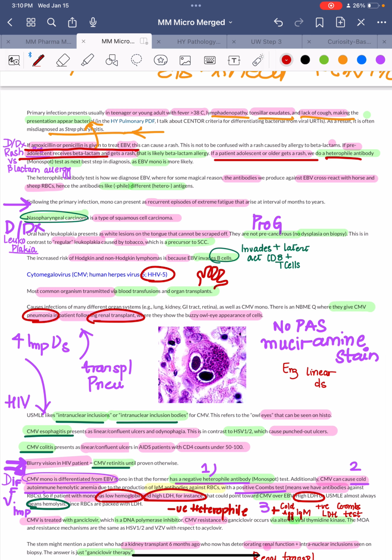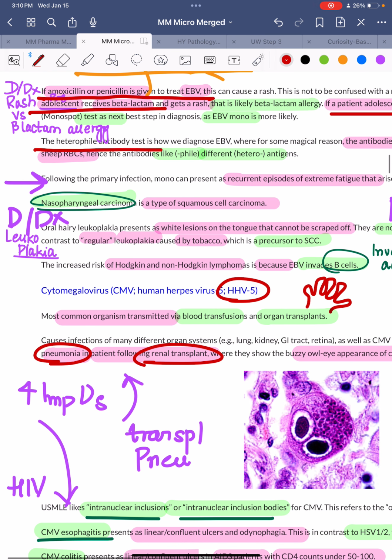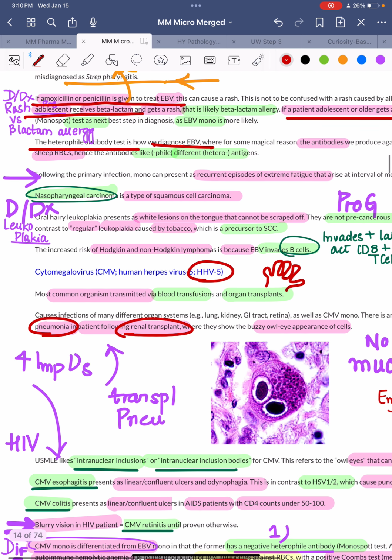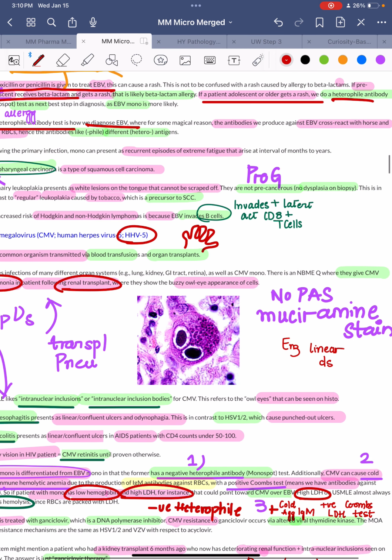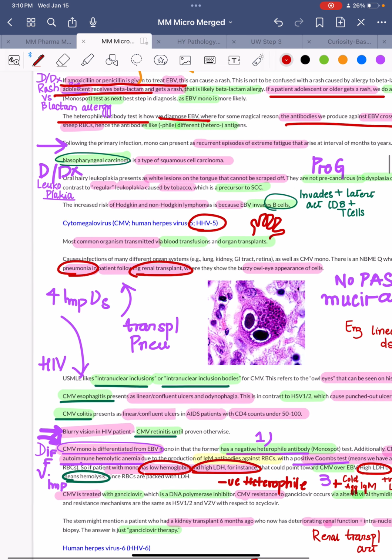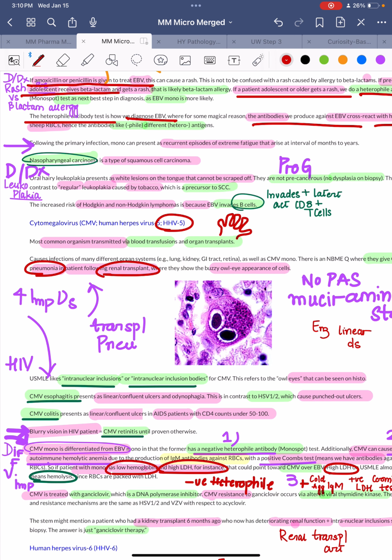Next, of course, they can ask you why the patient tests positive for the heterophile antibody test, right? How is this used for the diagnosis? So how it is used is that the antibodies that are produced against EBV basically cross-react with horse and sheep RBCs, right? Therefore, we can use horse and sheep RBCs to make this diagnosis.